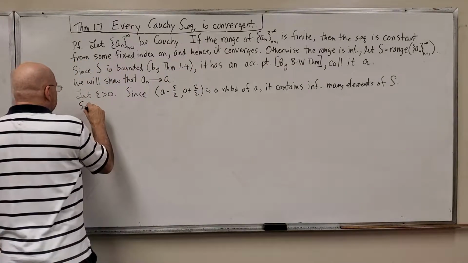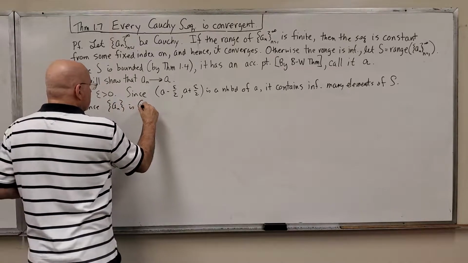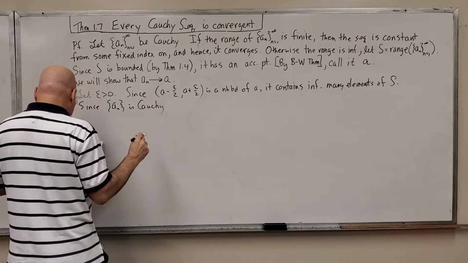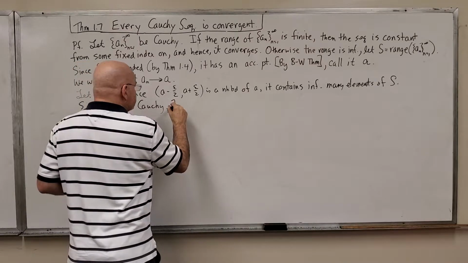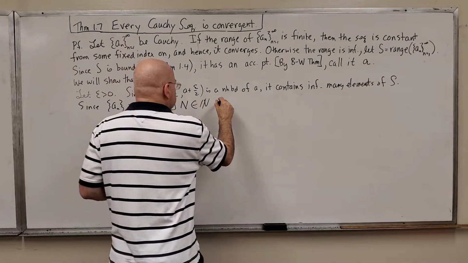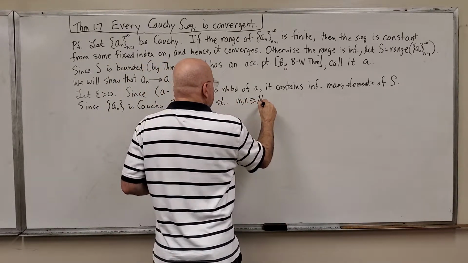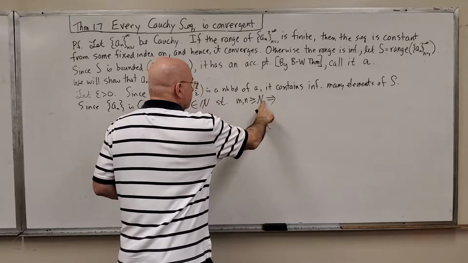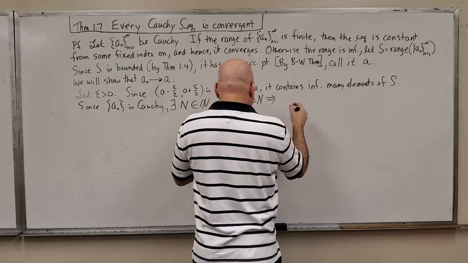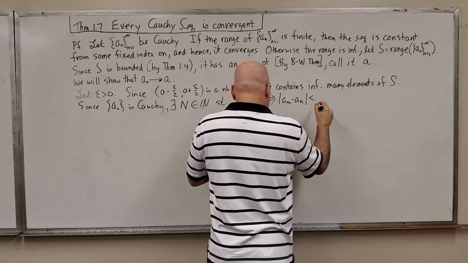Since a_n is Cauchy, it's a Cauchy sequence, there exists a capital N in the natural numbers, that's an index, such that little m and little n greater than that capital N implies that the distance between them is less than epsilon over 2.